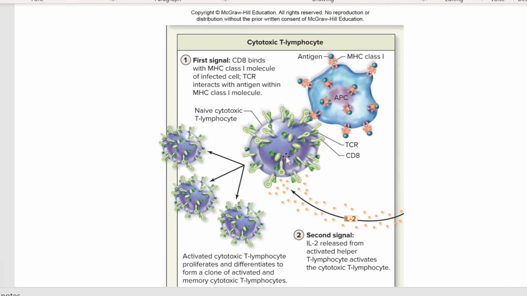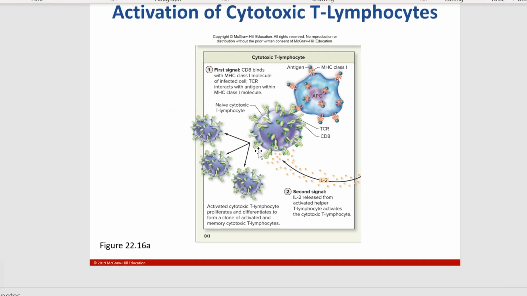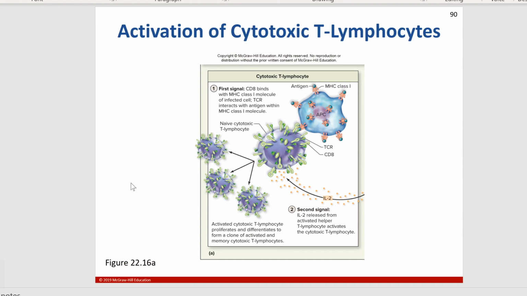So here are the cytotoxic T lymphocytes. First signal, CD8 binds with the class 1 infected cell, interacting with the antigen within the class 1 MHC molecule. Second signal, IL-2 released from activated helper T cells activates the cytotoxic T lymphocyte. And then it proliferates.